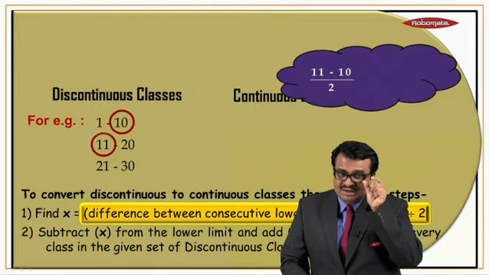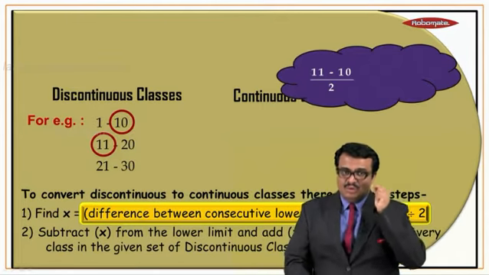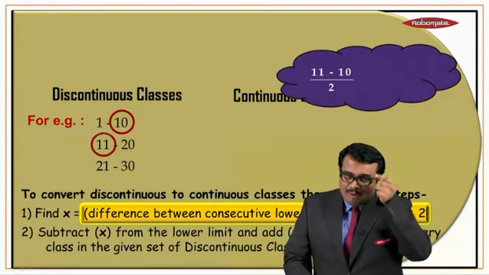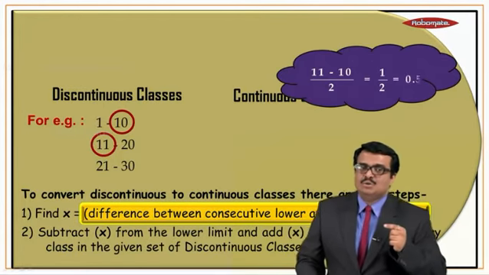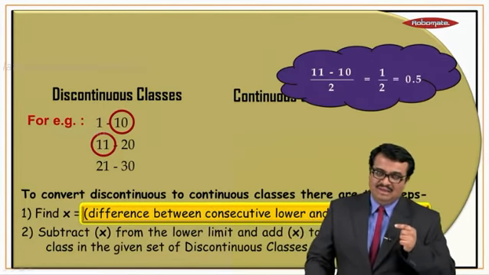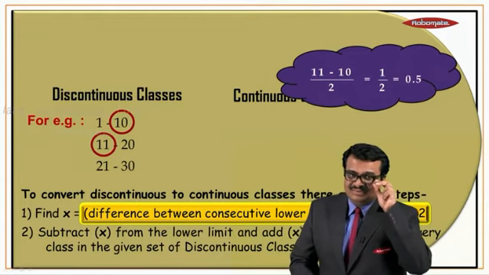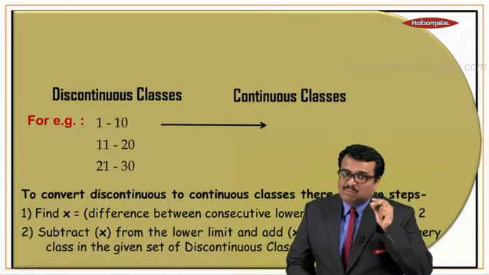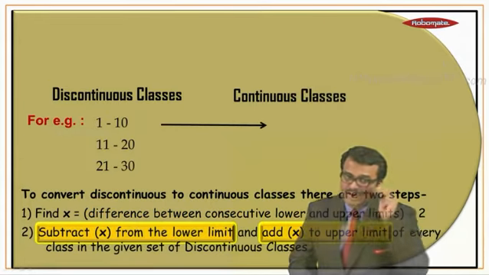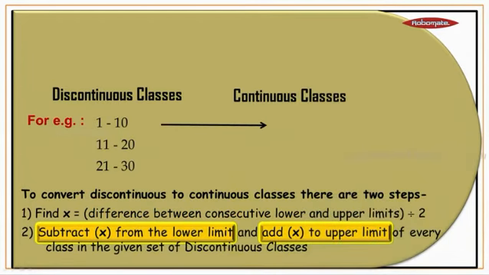Take the difference and divide it by 2. So 11 minus 10 upon 2 you do. So 11 minus 10 is how much? 1. 1 upon 2, the value is how much? 0.5. This is the value of that x. Okay. Then what to do with the 0.5? Subtract 0.5 from the lower limit and add 0.5 to the upper limit. Subtract x from the lower limit and add x to the upper limit.